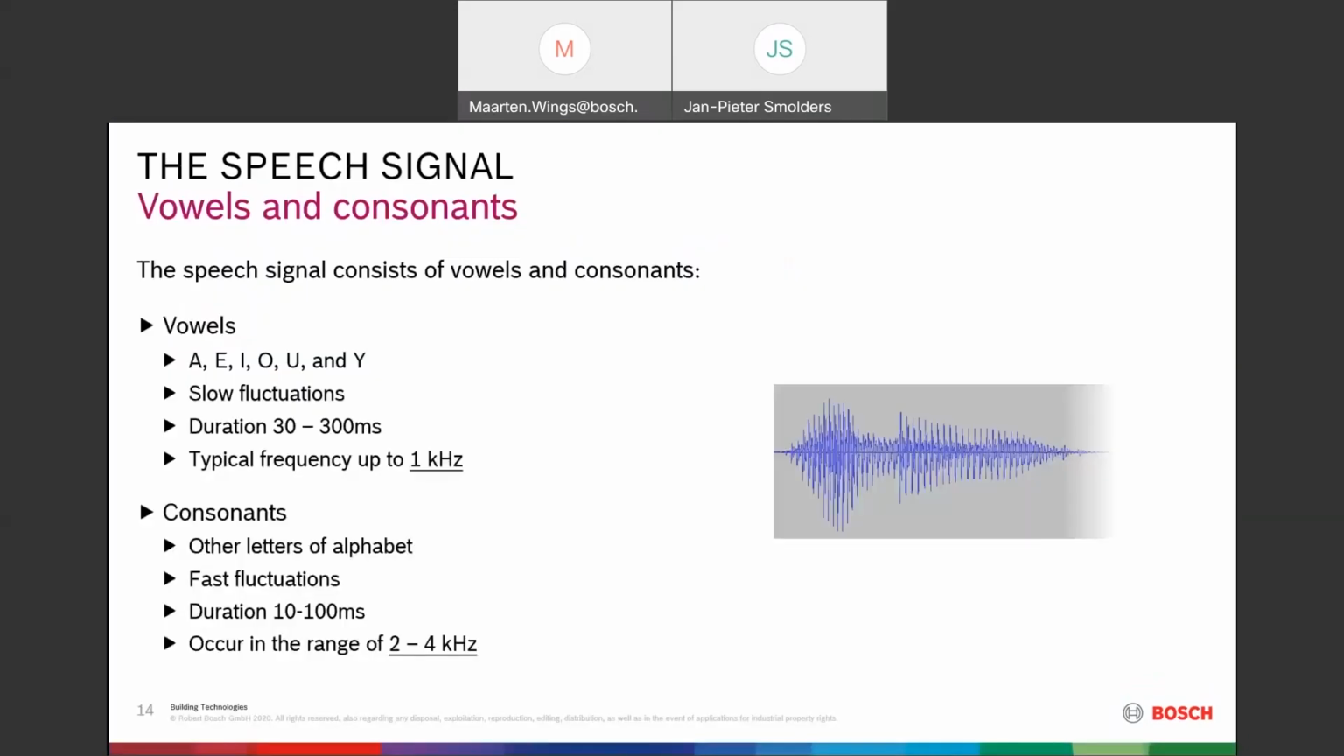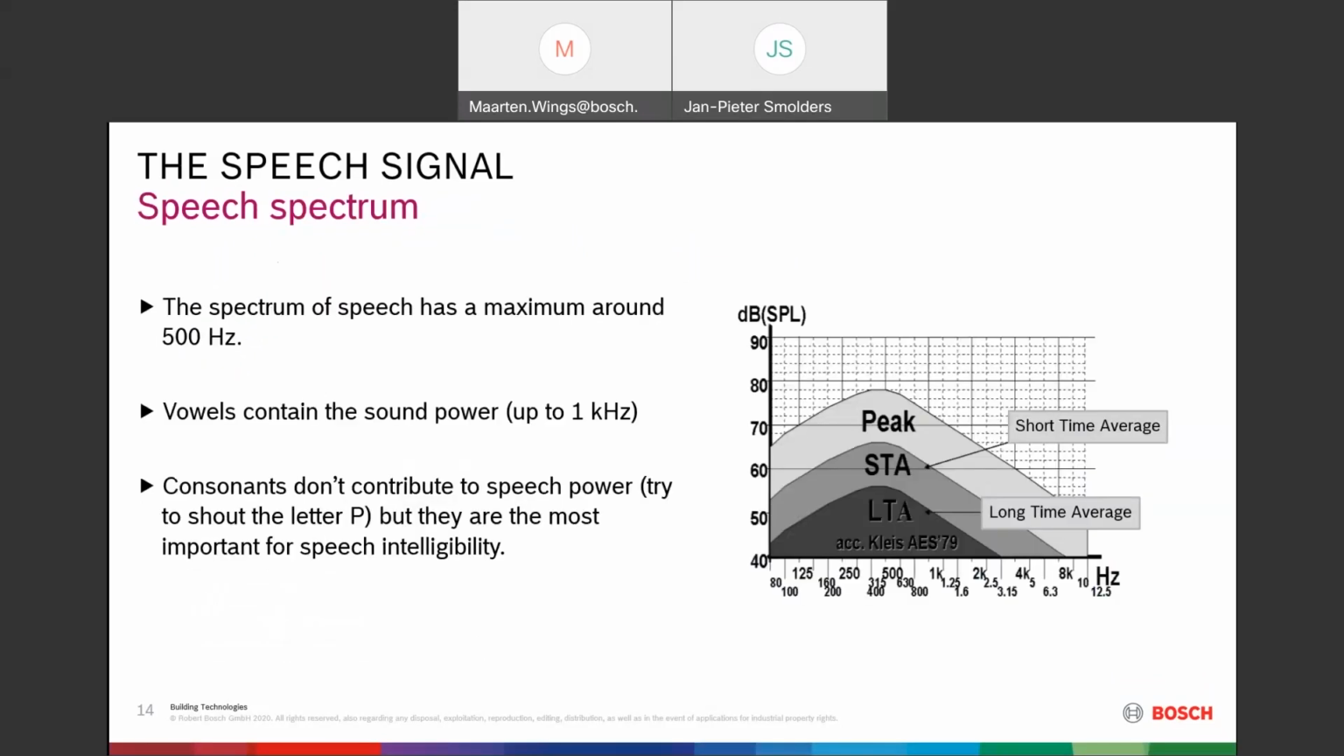Okay, if you look at the signal path, we know the speech signal consists of vowels and consonants. The vowels are typically in the frequency range of 1 kilohertz, and consonants between 2 and 4 kilohertz. And the consonants are most important for speech. And if you look at the speech spectrum, around 500 hertz the speech has a maximum. If you look at the picture on the right, you can see that around 500 hertz the sound pressure level of that frequency is at the peak, at the top.